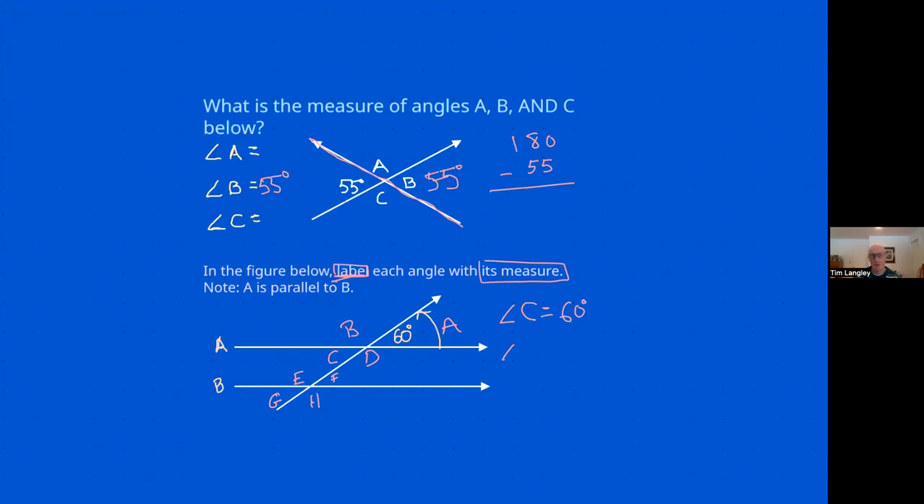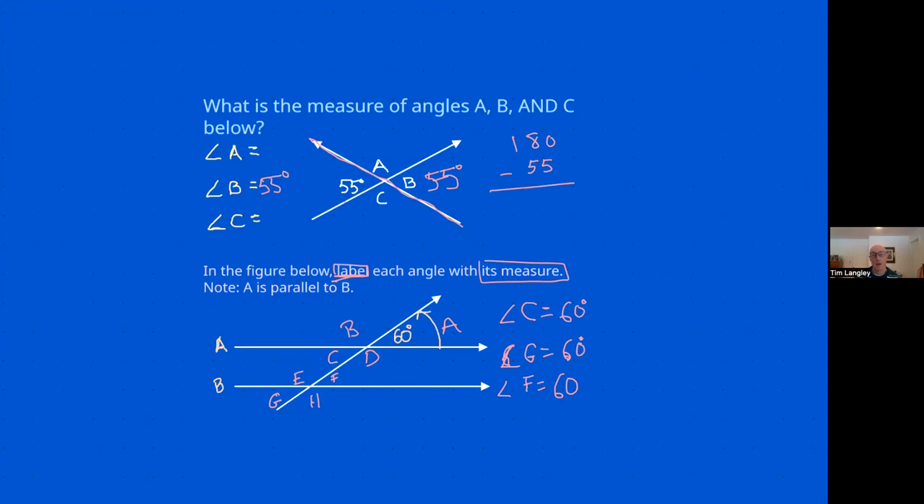Angle G equals 60, okay? We know that. That means angle F equals 60. All right, so we've got four angles that are all 60 degrees, and angle A is already given at 60 degrees.